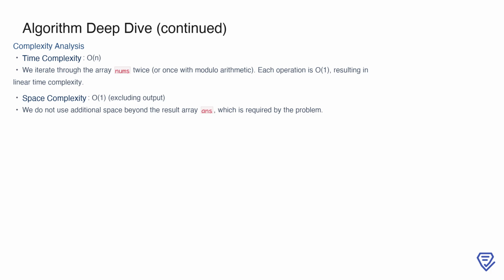This is because we iterate through the array either once with modulo arithmetic or twice when explicitly filling the two halves of A and S. Each operation during the iteration is O(1), resulting in linear time complexity overall. For space complexity, we have O(1) additional space usage apart from the result array A and S, which is essential to the problem and cannot be avoided.